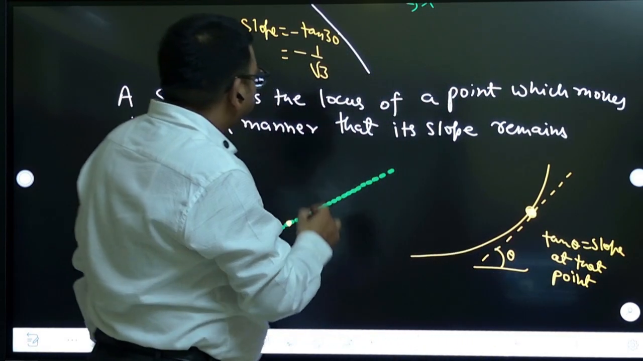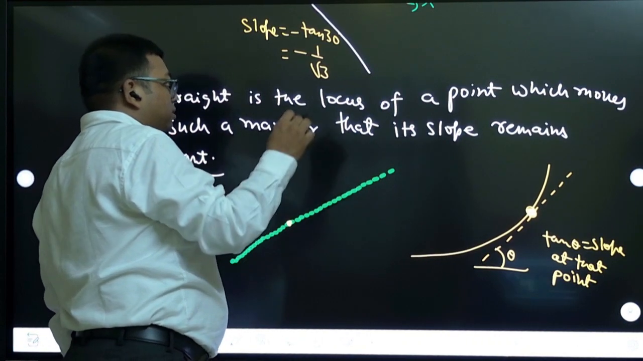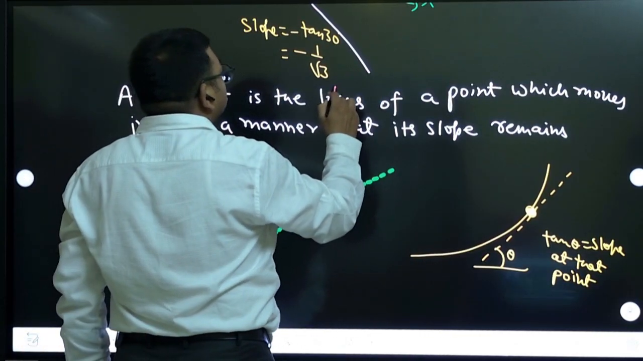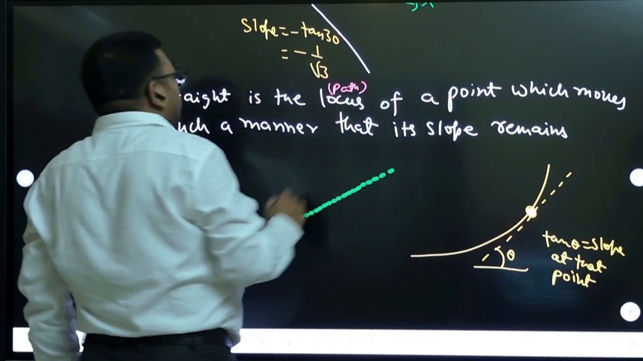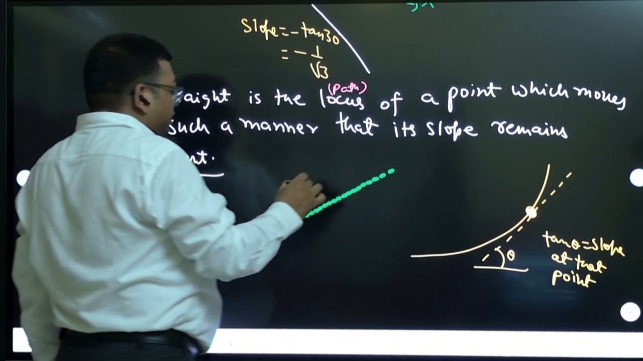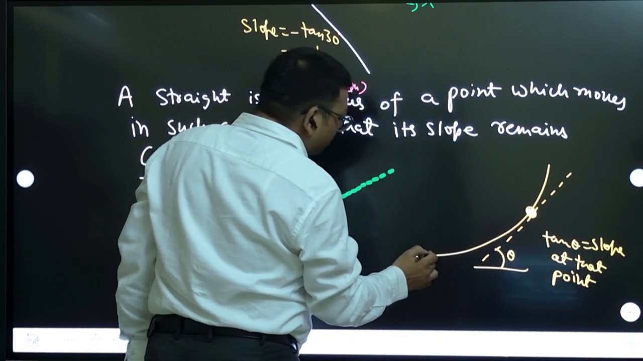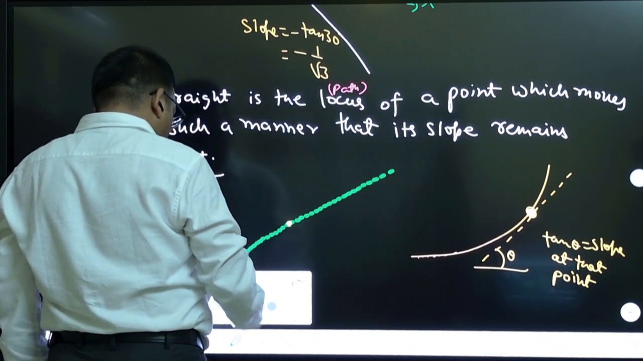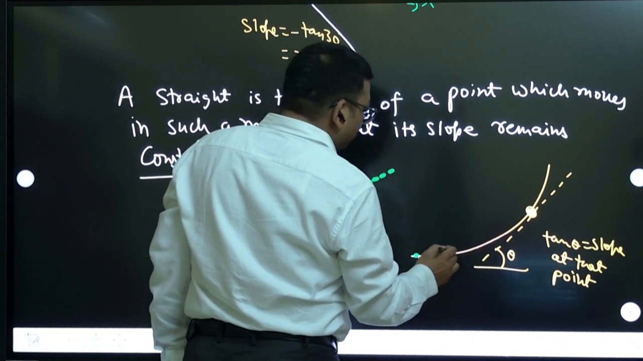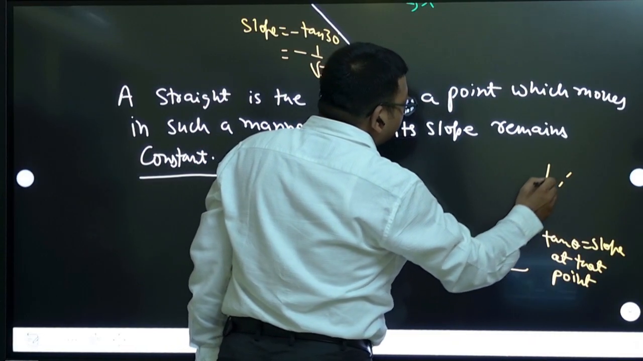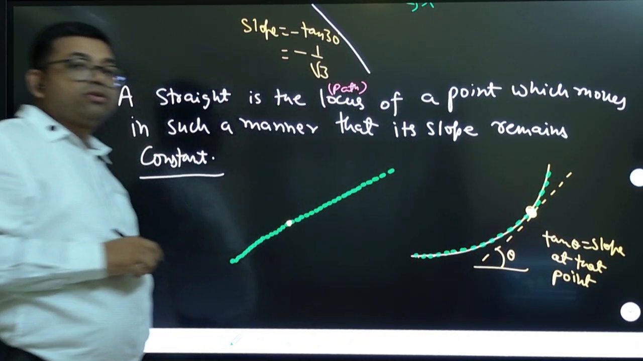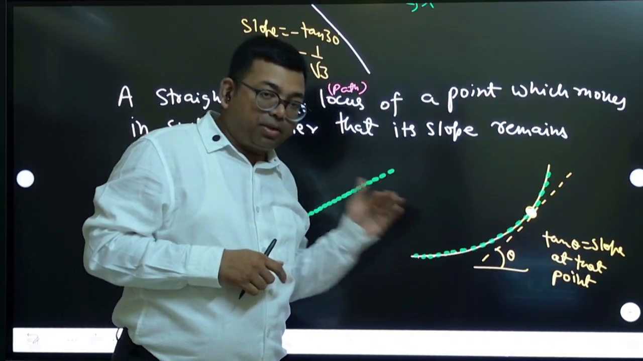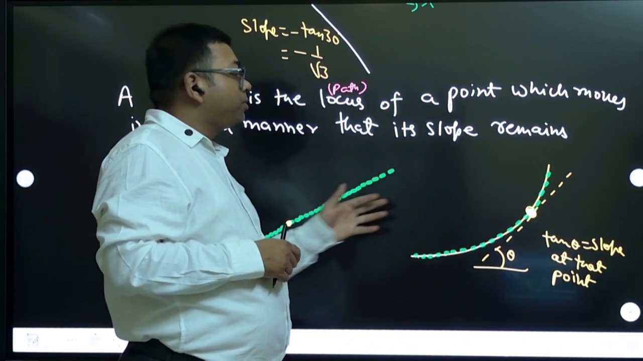Locus means it is the path. Suppose a point moves on this curve. Then it is not having the same slope, because slope is changing continuously here. So the point moves in a path so that its slope is always constant.